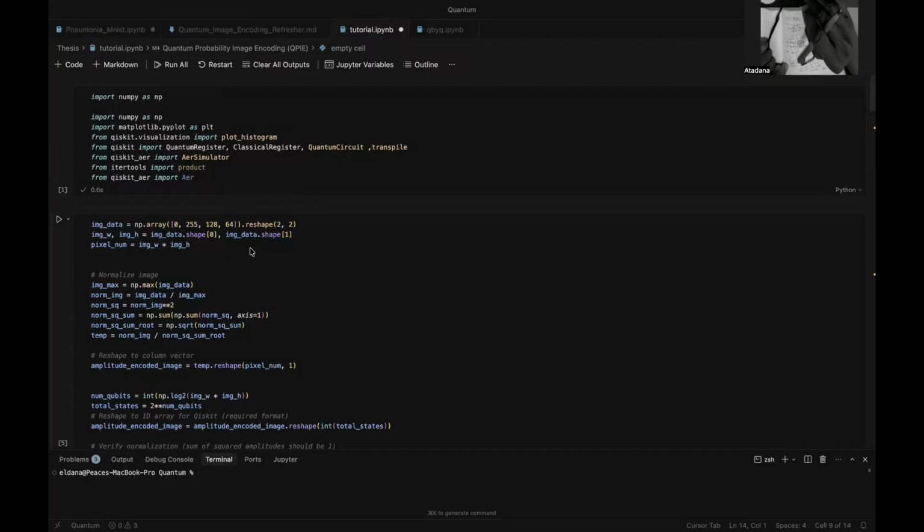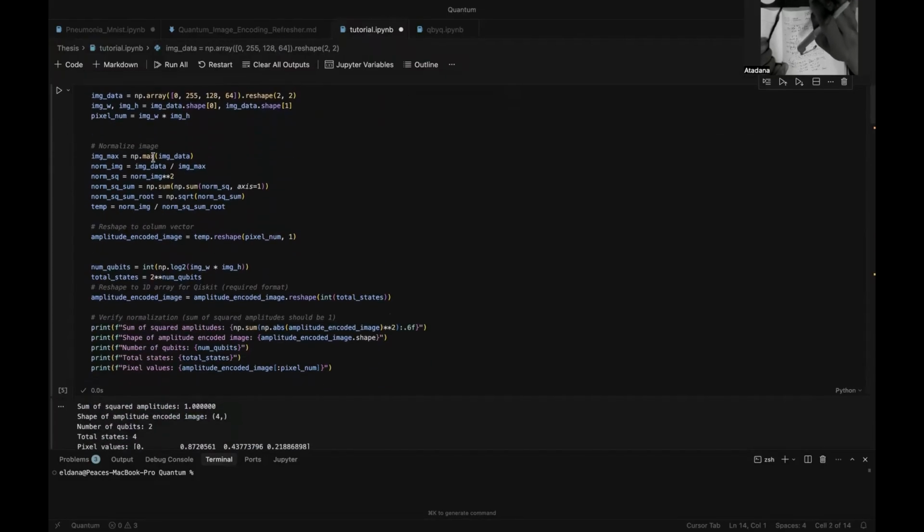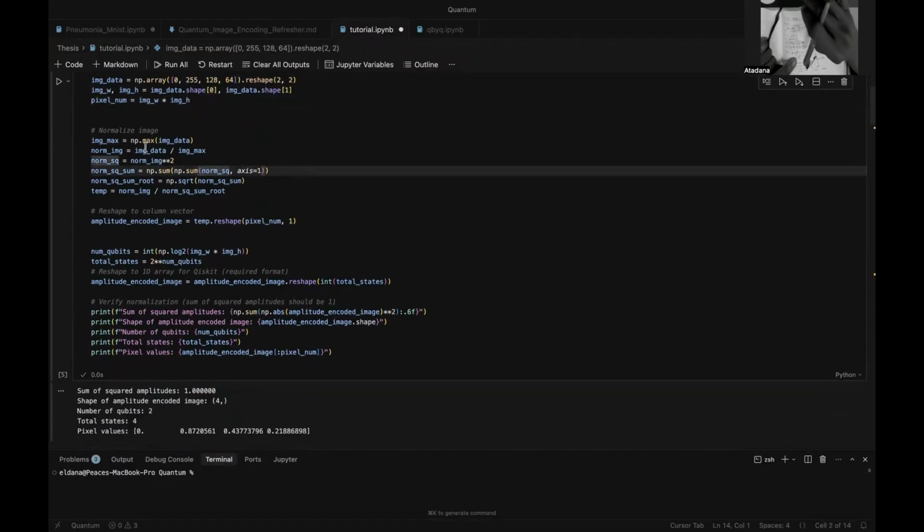Here we have Qiskit initialized. Let me just run this again. We have this here. Now, this is the same process. We have our image initialized here. Shape is 2 by 2, and the width and the height are obtained, and the pixel number is obtained here. So you can increase this number, and then these would change accordingly. And this is the normalization process.